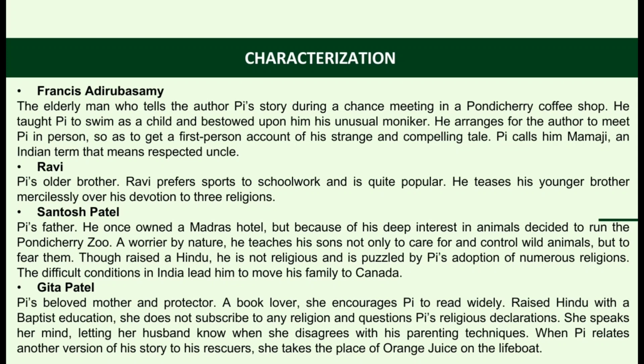Then next we have Ravi. Ravi is Pi's older brother. Ravi prefers sports to schoolwork and is quite popular. Ravi is athletic and an avid player of cricket, and torments Pi endlessly about religion. But Ravi dies aboard the Tsimtsum.